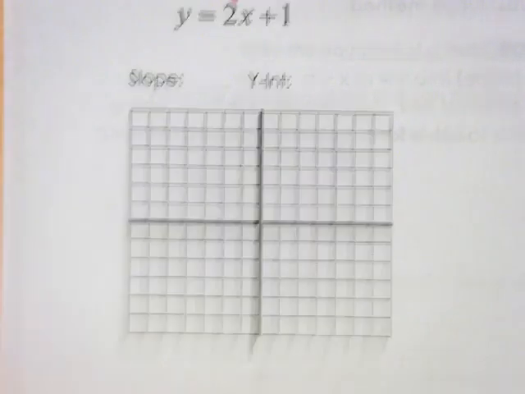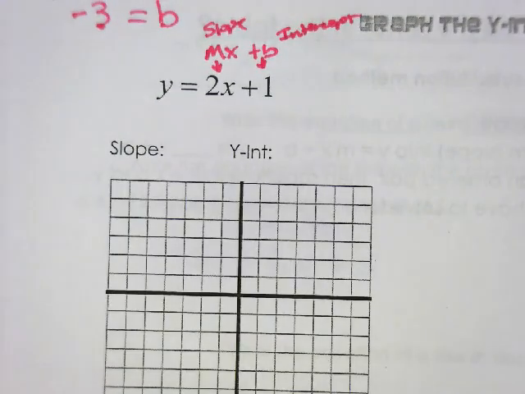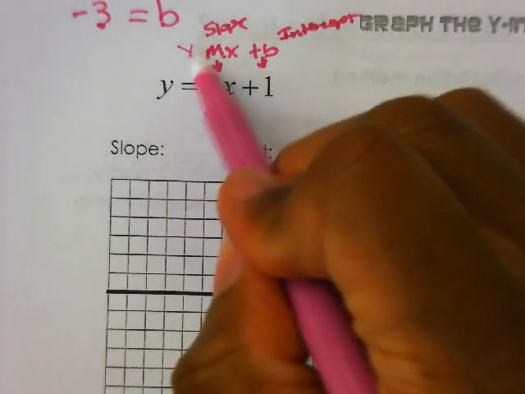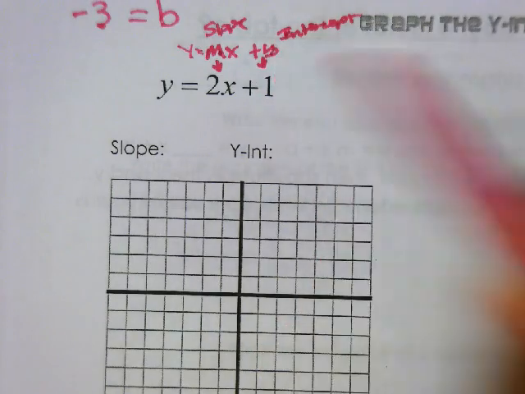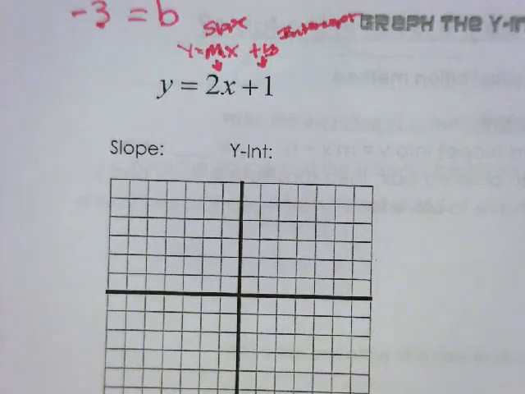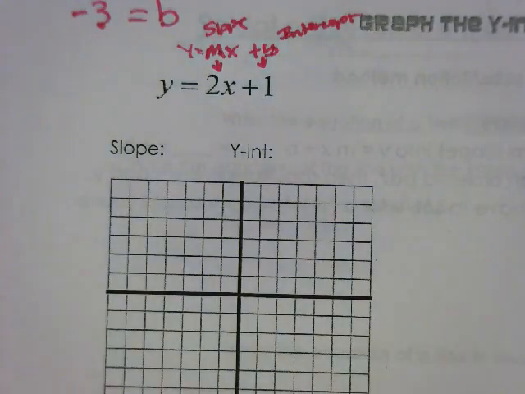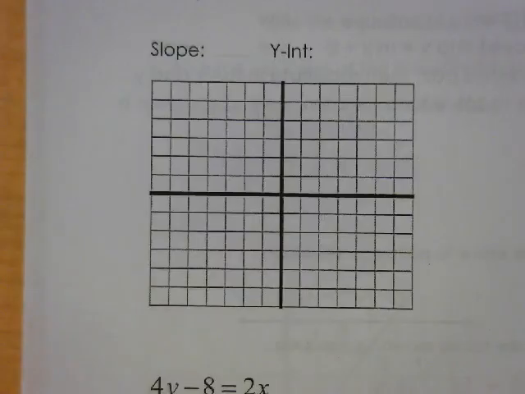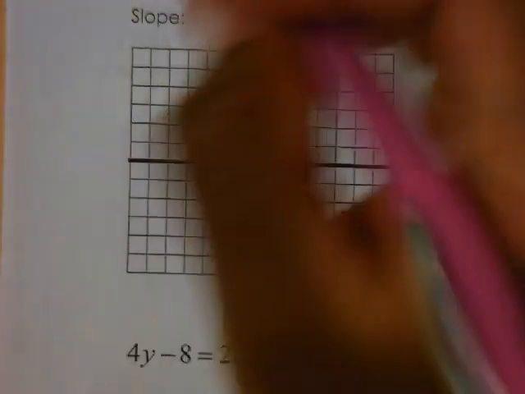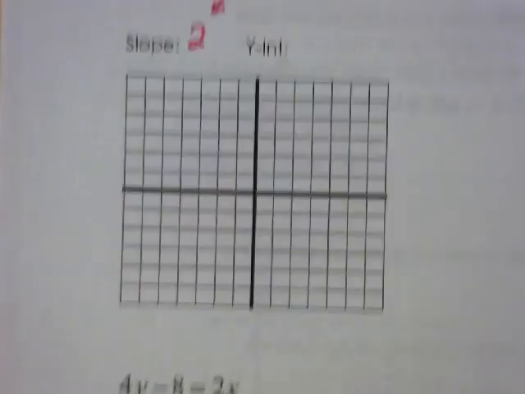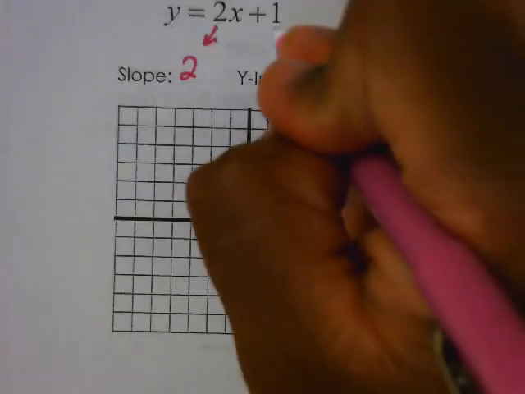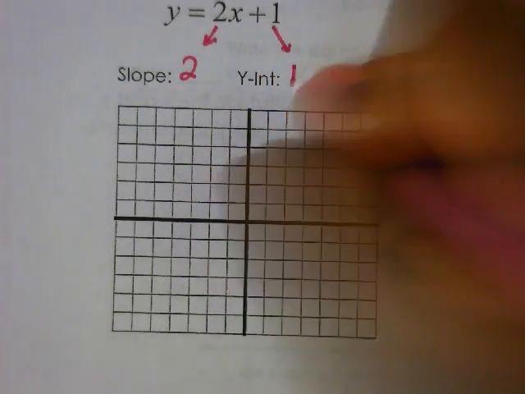Oh, you can't see that. Okay, so y equals mx plus b. This m is my slope. This plus b is my intercept. So my slope is 2, and my intercept is 1. Okay, so I'll put that here. My slope is 2, and my intercept is 1.